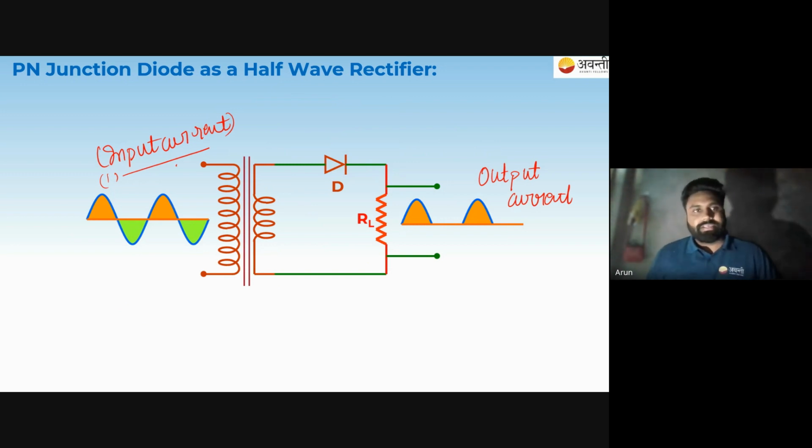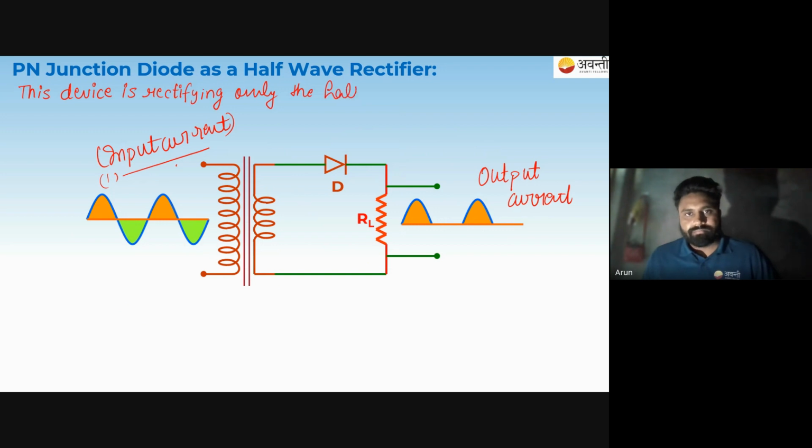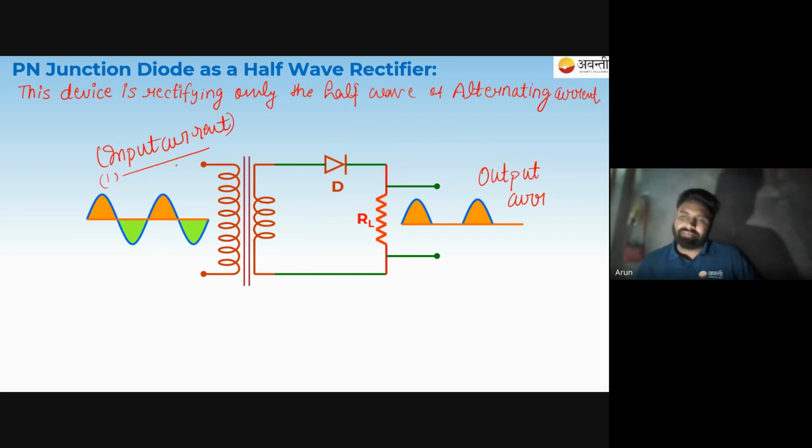So you can write it here. This device is rectifying only the half wave of the alternating source, or you can say alternating current itself. So that is why it is termed as half wave rectifier. Okay.